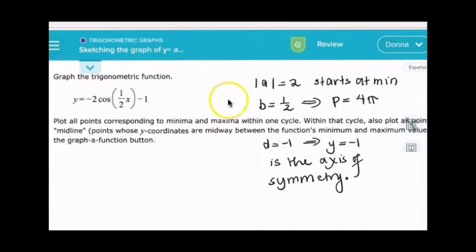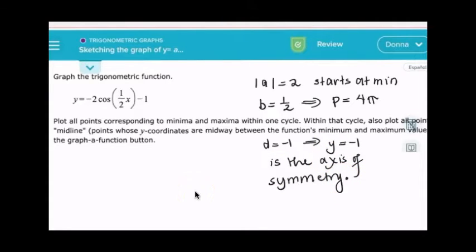So I've opened the problem up on my iPad. I've captured that the amplitude is going to be 2, and instead of starting at the max, it's going to start at the min because of -2 for the value of a. I also have that b is 1/2, so that means the period is going to equal 4 pi, and then d is equal to -1. That's that vertical shift. That means our axis of symmetry is now going to be y equal to -1 compared to the x-axis, which is y equal to 0.